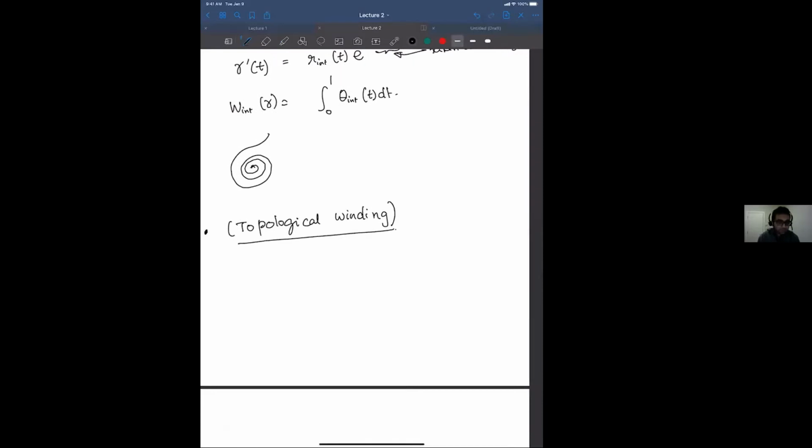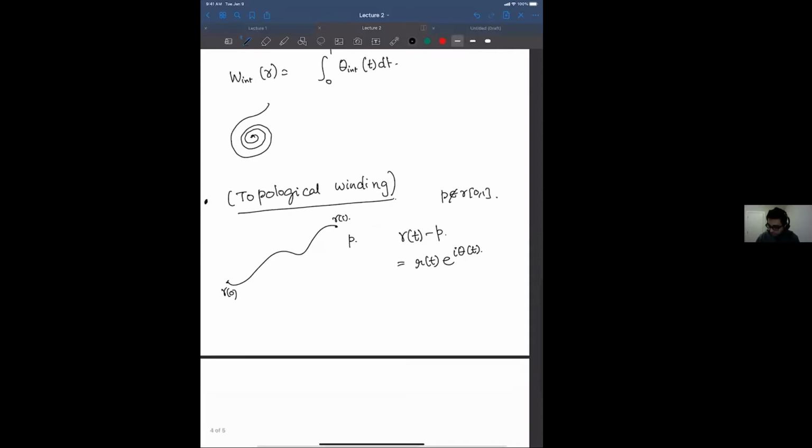What we do is, if we have a curve, let's say some curve like that, and we have a point P which is outside the curve. So this is gamma 0, this is gamma 1, and P doesn't belong to gamma. What we want to look at is gamma t minus P, this vector. And if we look at this vector, again, we look at the argument of this. So write this as something like this. And if we now integrate over theta, maybe let's call it theta tilde to differentiate it from the other one. So if we want the winding of gamma seen from a point P, we need to introduce an extra point P now. This is simply going to be the integral of theta tilde t from 0 to 1.